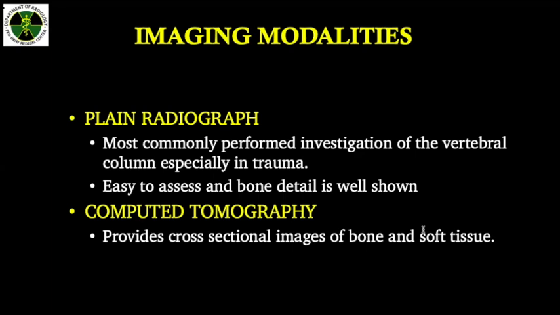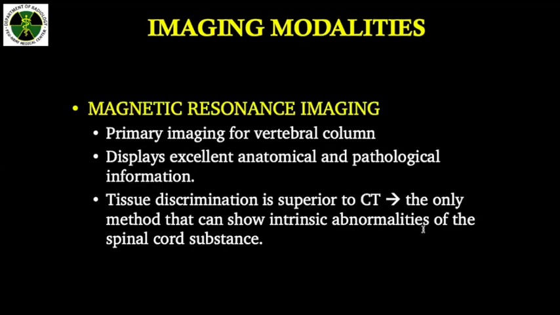Plain radiographs are still the most commonly performed modality for imaging the vertebral column, especially in trauma. And this is because, number one, it's easy to do, it's readily available. And number two, because it shows good bone detail. So, of course, the other modality that we can request is computed tomography to provide cross sectional images of the bone and some of the soft tissues.